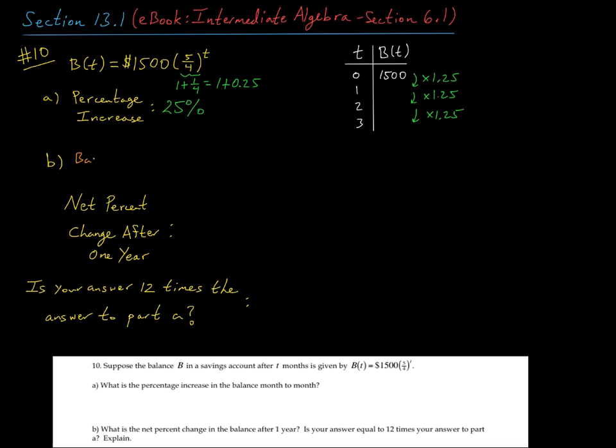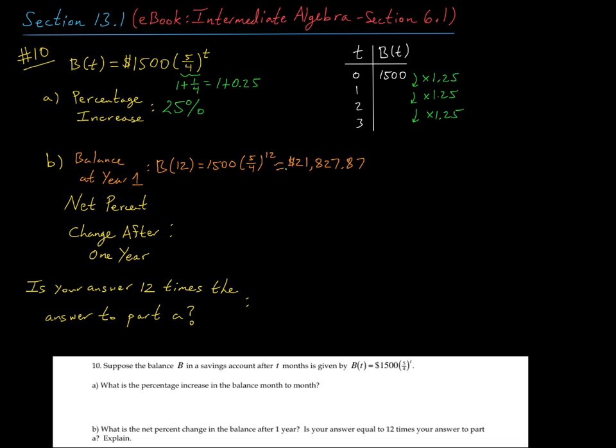Okay. So then for part B it says, what's the net percent change in the balance after 1 year? Is your answer equal to 12 times your answer to part A? Explain. Well, let's first find the balance after 1 year. Since t is measured in months, I'd want b of 12. That's going to be 1,500 times 5/4 to the 12th. And if I round just to the nearest cent, I get $21,827.87.